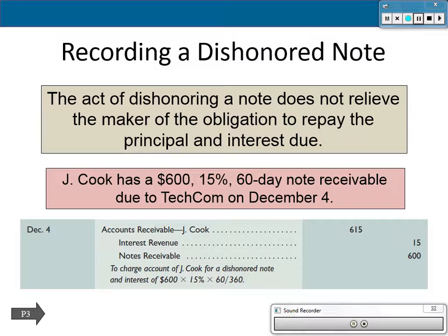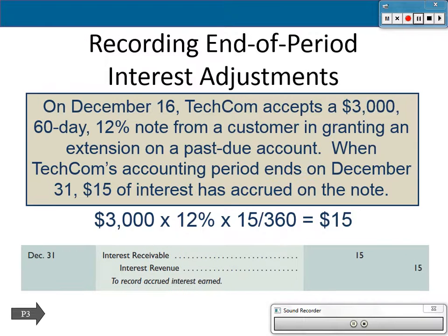So this particular customer didn't pay, so we calculated interest, it's the same $15, but we're going to take it out of, or decrease, notes receivable, and we're going to create what for them? Because we didn't receive any cash because they didn't pay it. Accounts receivable. So now we debit accounts receivable for that full $615, credit interest revenue earned $15, and then notes receivable for principal $600.